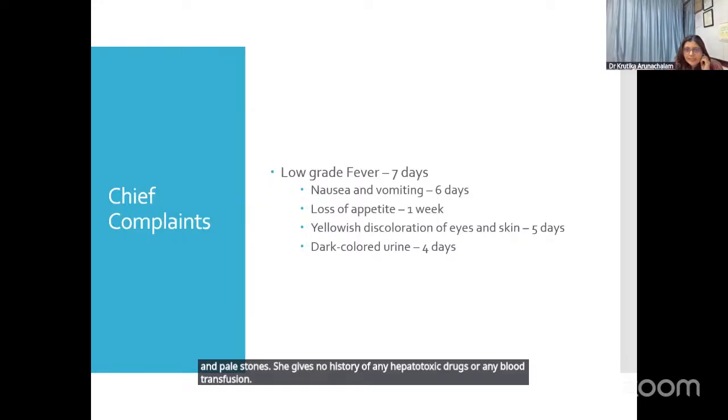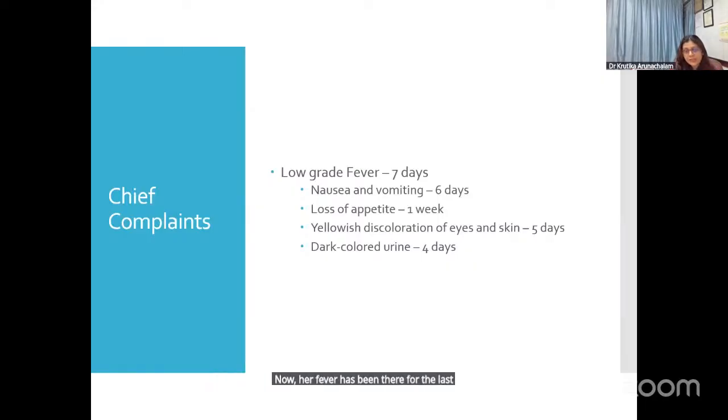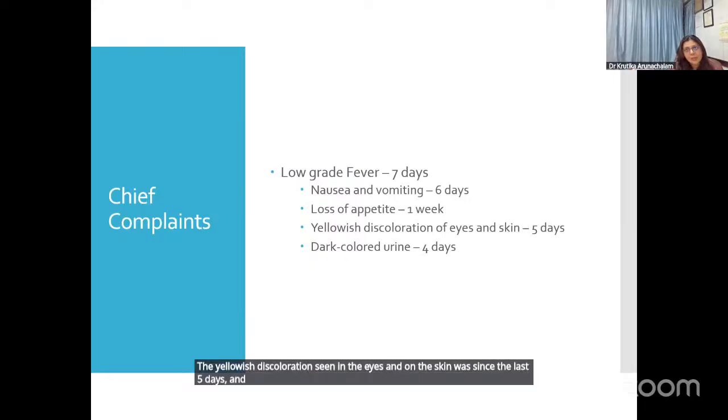Her fever has been there for the last 7 days and it has been low grade. The nausea and vomiting have been there for the last 6 days. She complains of lack of appetite for 1 week. The yellowish discoloration seen in the eyes and on the skin has been there for the last 5 days, and dark colored urine and pale stool for the last 4 days.